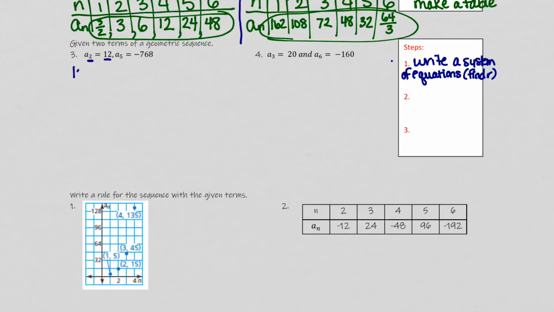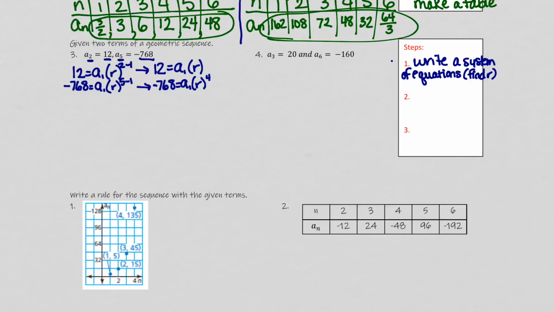So if I write that system out, I get 12 equals a1 times r to the 2 minus 1 power. Okay, that gives me 12 equals a1 times r to the first power, which when we have the first power, we don't need to write the power. So it's really a1 times r. The second equation says n is 5, an is negative 768. We do not know a1. We do not know r, but this says n is 5. So that simplifies a little bit to give me negative 768 equals a1 times r to the 4th power.